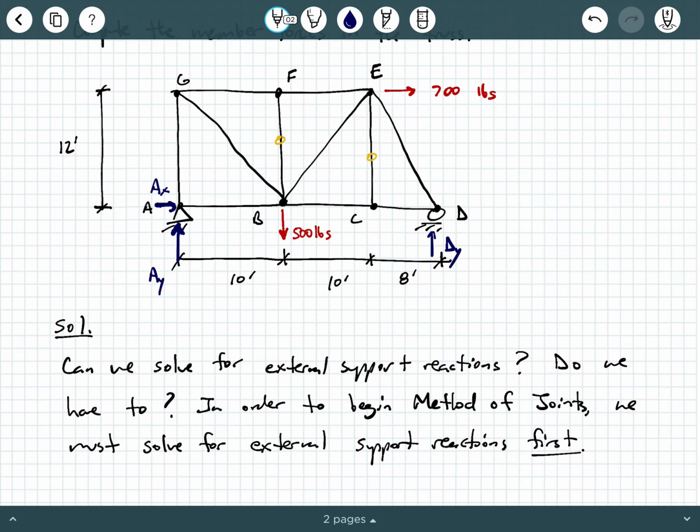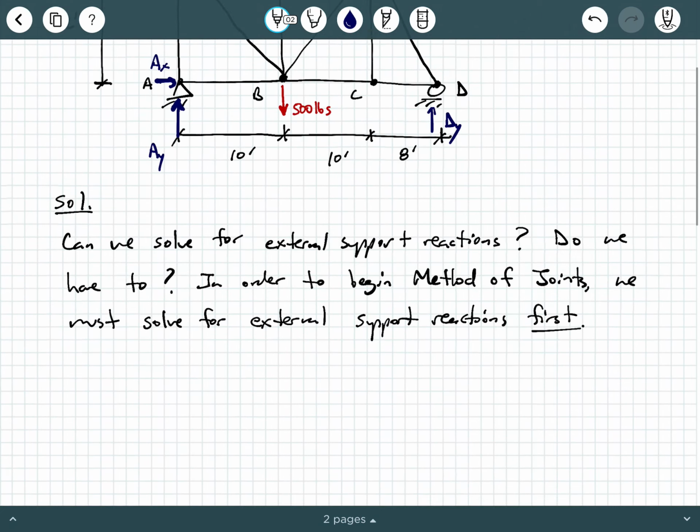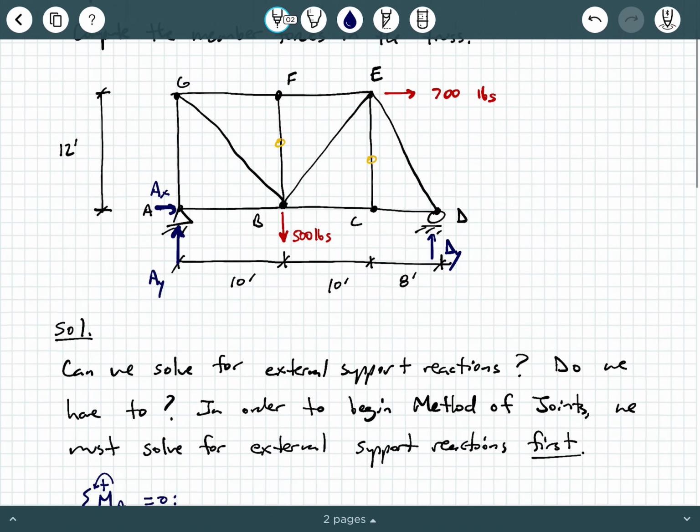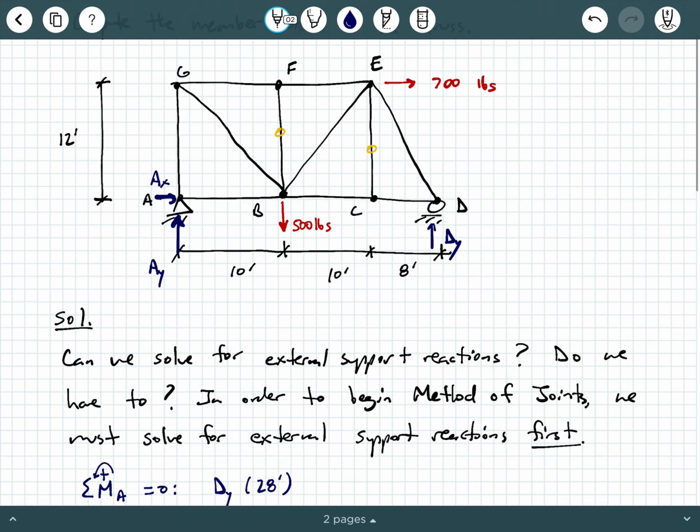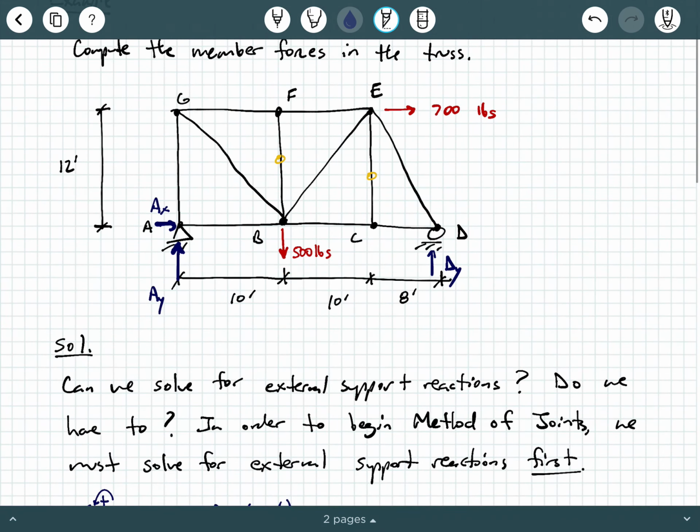So now what we can do is solve for some of these unknowns. Here's what I'm going to do. I'm going to say sum of the moments about point A equals 0, and I'm going to say counterclockwise is positive. And I'm going to solve for DY in this step. So when we do that, we're going to have DY times 28 feet, right? That's its moment arm right here. And then look at what else we have causing a rotation about point A.